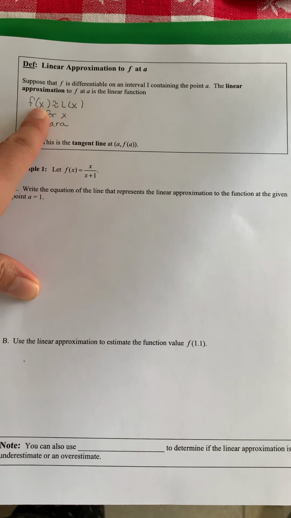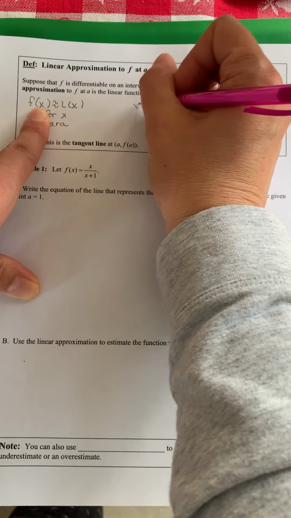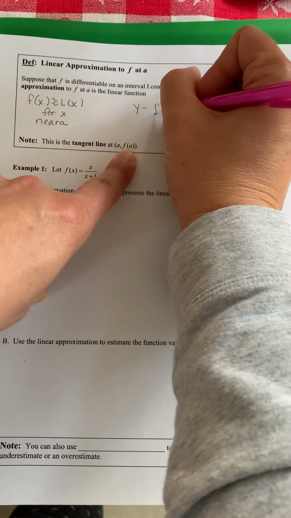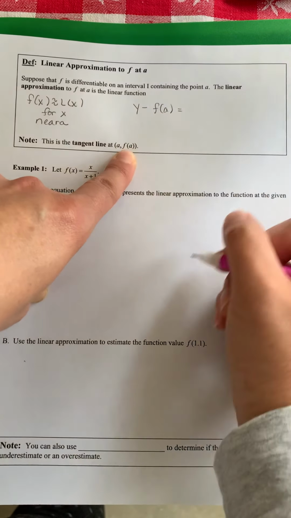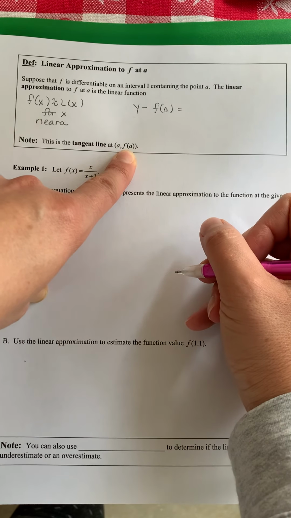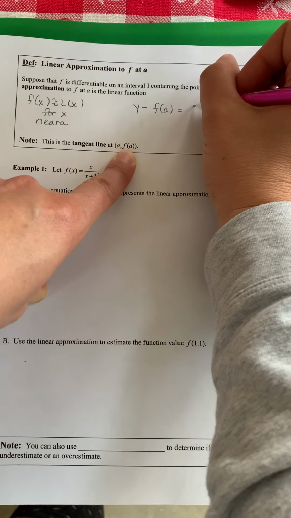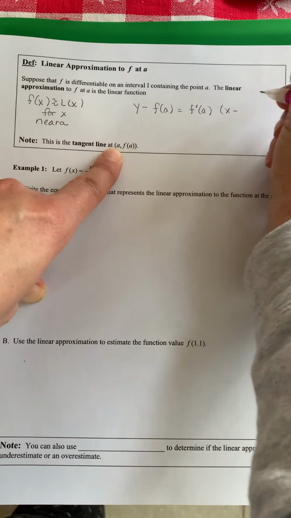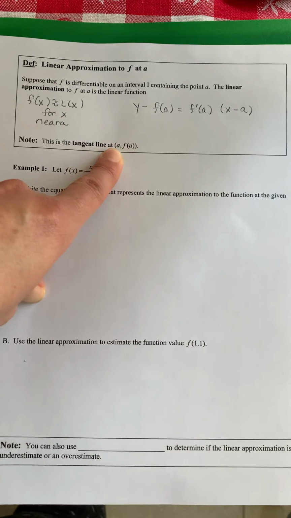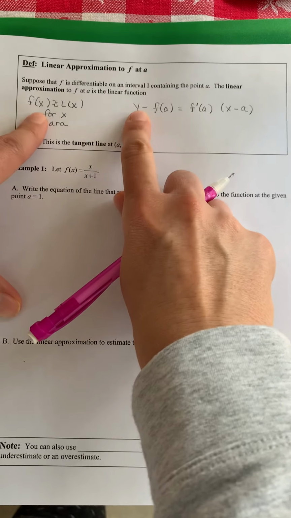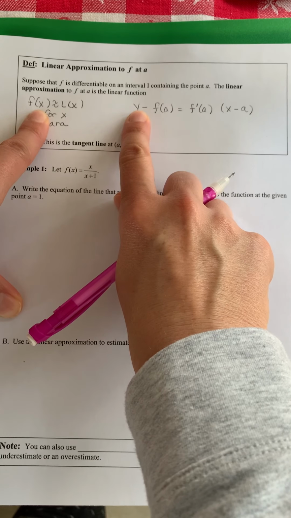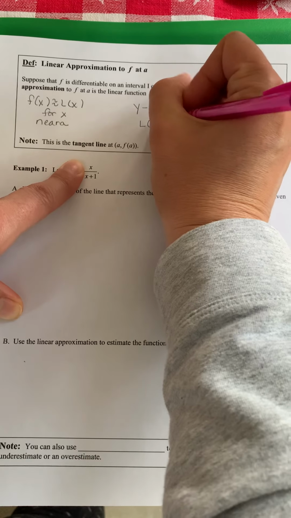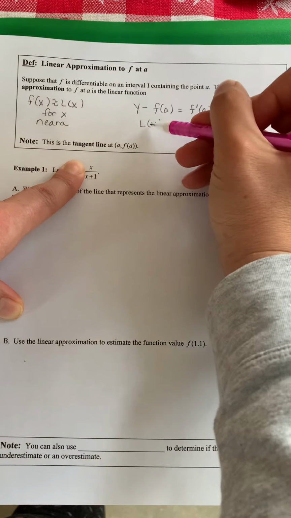So remember, f of x and y are the same. So we're going to take y minus the y value of the point, which is f of a, and that's equal to the slope. So the slope is the derivative at a, and then we're going to take x minus the x value of our point, which is a. So y and f of x are essentially, like I said, the same.